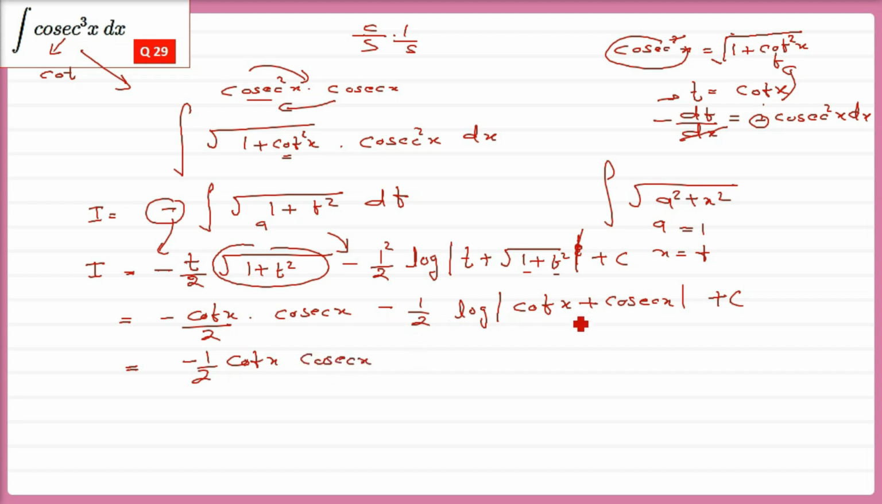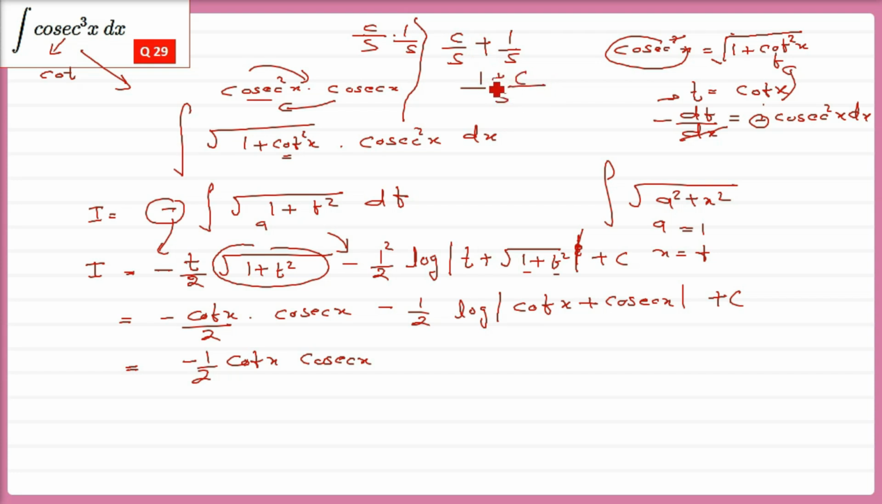How about the second term? The second term, we have cot x plus cosec x inside. So let's do it here. Cot x is cos by sine. Cosec x is 1 by sine. So we can take the LCM, which is sine, 1 plus cos x by sine x.